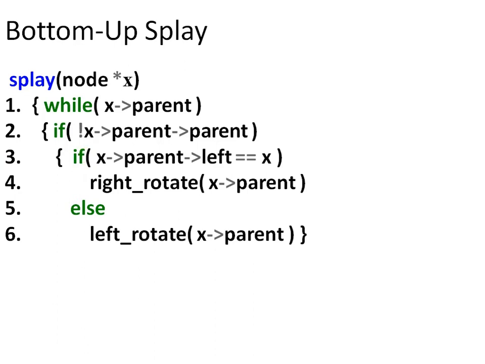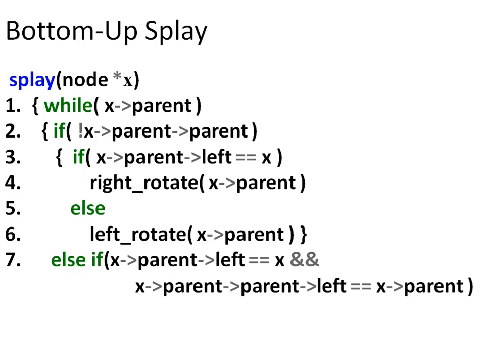And then if the grandparent is existing, then at line number 2, we will get false. So the moment we get false at line number 2, we have to check for the 4 conditions to identify how x at which we are trying to splay is related to its parent, and how the parent is related to the grandparent of the node x. So it can either be left-left relationship, left-right relationship, right-left relationship, or right-right relationship. So accordingly, we have to write all the 4 conditions.